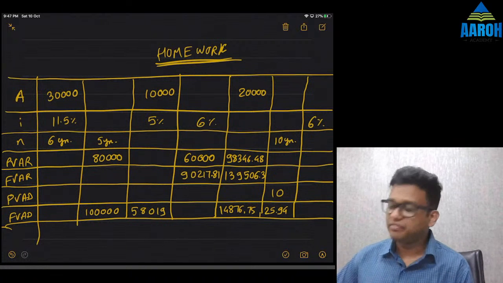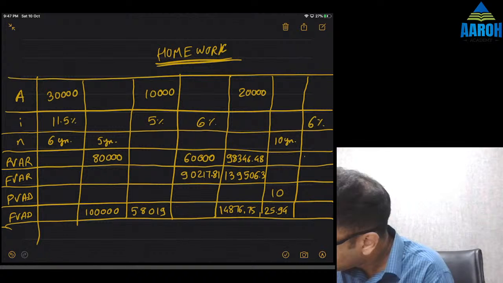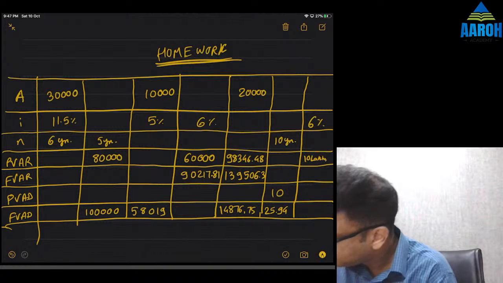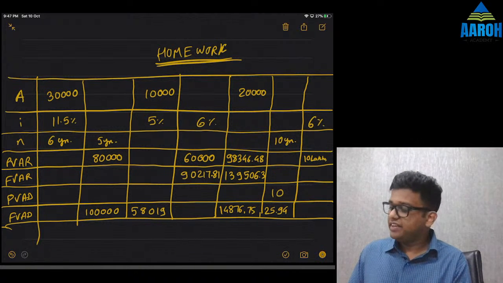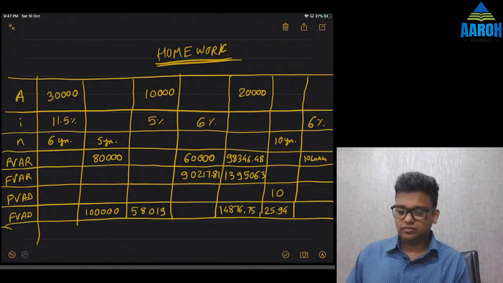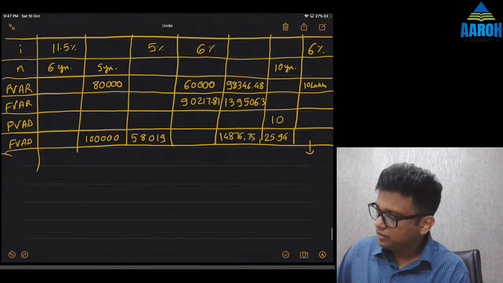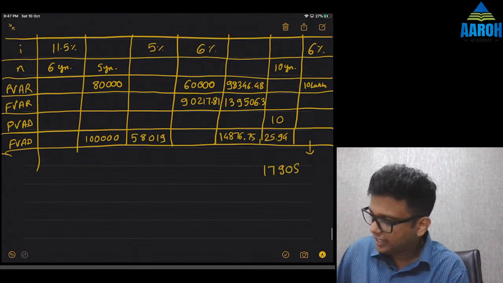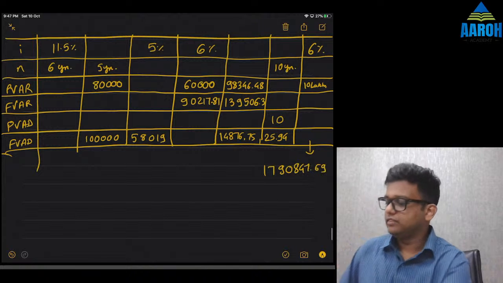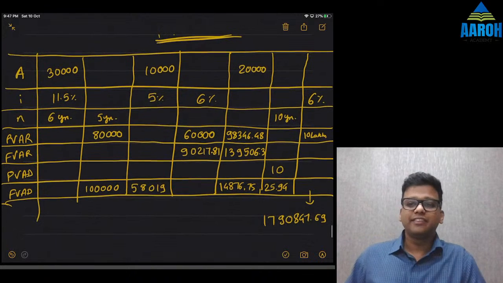PVAR is 10 lakhs. Now let me fit 10 lakhs there. And FVAD is 17 lakhs 90,847.69. Fine.